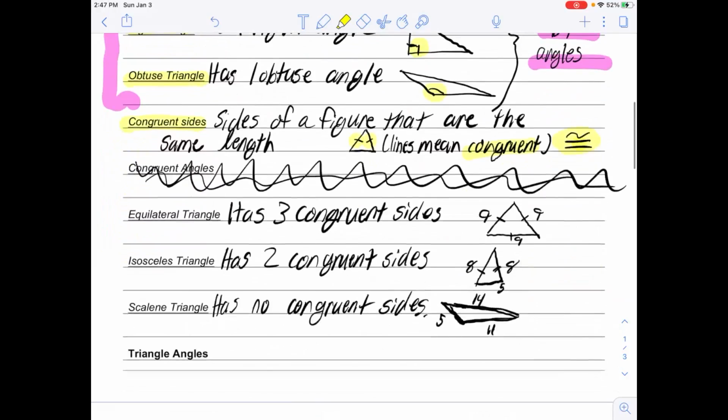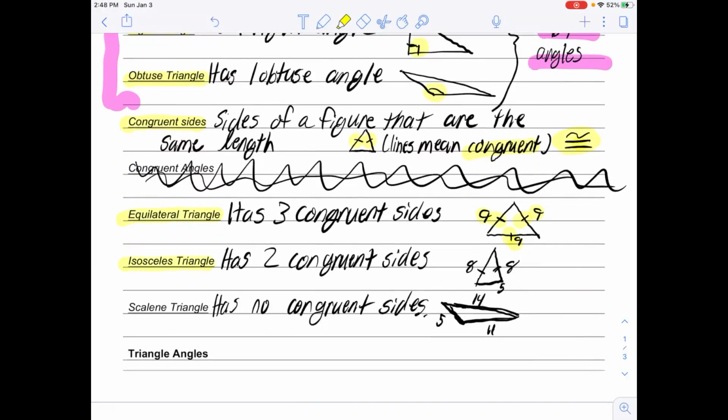Our next vocabulary word is equilateral triangle. An equilateral triangle has 3 congruent sides. So in my picture here, you can tell they're congruent because all 3 of them have that little line. And then I also said that all 3 of them were 9 long. That means that all 3 sides are the same. That makes it an equilateral triangle.